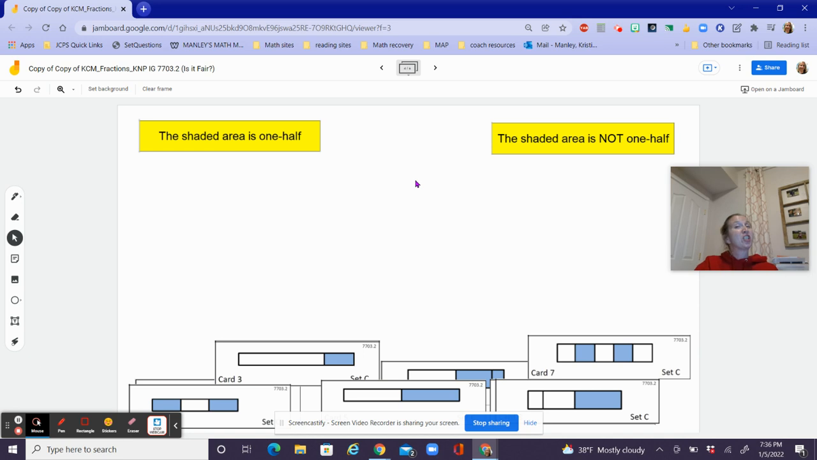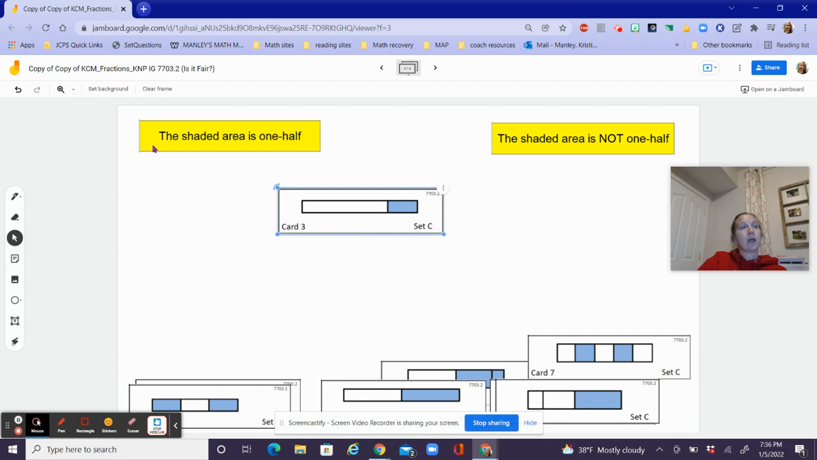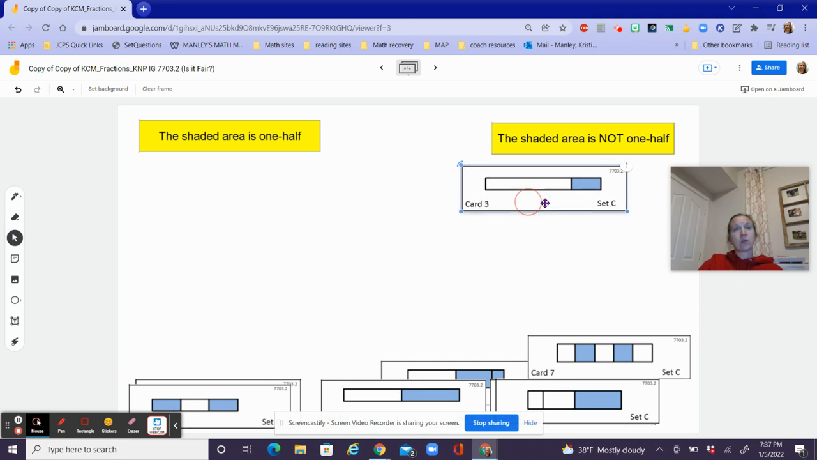This time we're talking about the shaded pieces. So I'm going to look up here. And it says shaded area is 1/2. Well, half means two pieces. I do have two pieces. But is this 1/2? Because remember, it has to be equal, the same amount. Is it? It is not. So I'd put that over here. You would continue to do that on all the other cards.